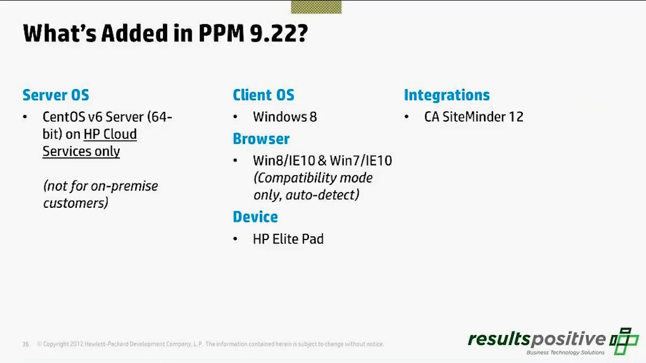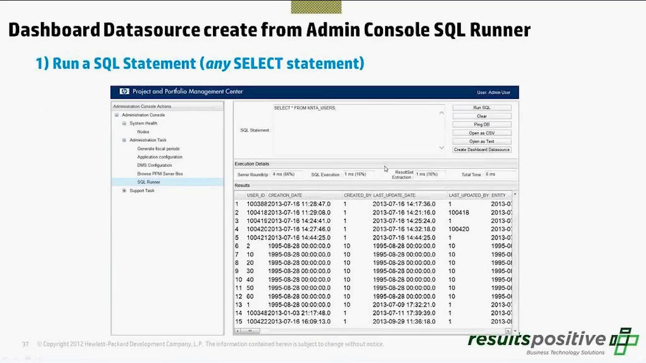A couple of important certifications, and I think we covered this in the summary slide: the CentOS v6 server on HP Cloud Services only is certified. The client OS of Windows 8 was certified. We talked about the browser certification for IE10, the HP ElitePad, and then CA SiteMinder 12 were added in 9.2.2.